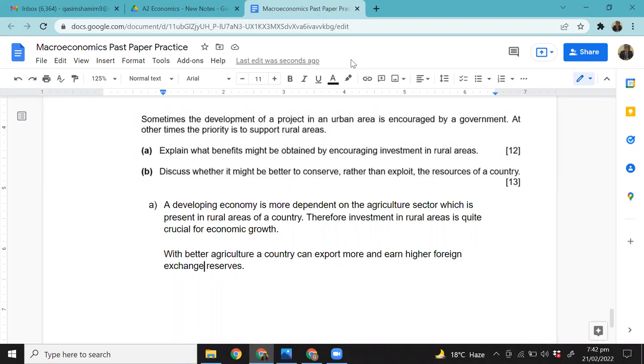So with investment in agriculture, with investment in rural areas, right, what do you expect? You expect a boost in your GDP, you expect an increase in your exports, and with that, what else? What else can you think of, right? Farmers will be able to afford better living standards, so it can reduce rural urban migration, right? Do you guys know what rural urban migration is, right?